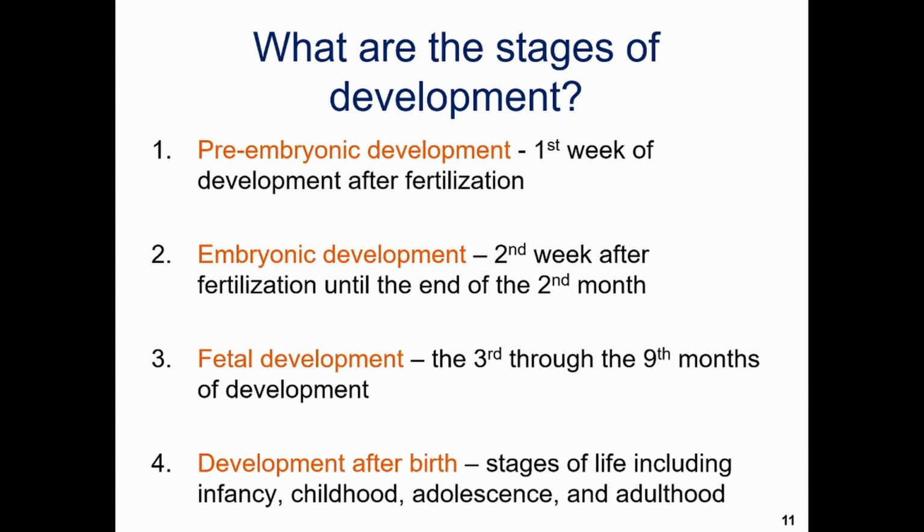Our first stage is the pre-embryonic stage of development. This is the very first week after fertilization, so pregnancy at this point has not happened yet. We're pre-embryo at this point. Number 2 is embryonic development. This is after fertilization has happened and implantation has happened, and will continue through the end of the second month. The third step is fetal development. This is months 3 through 9 of development.